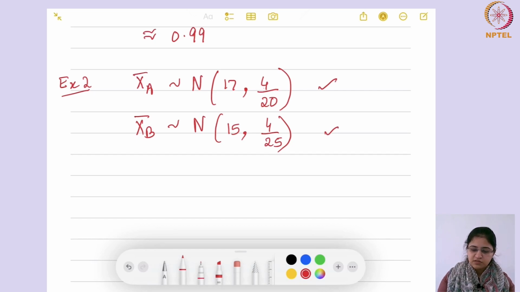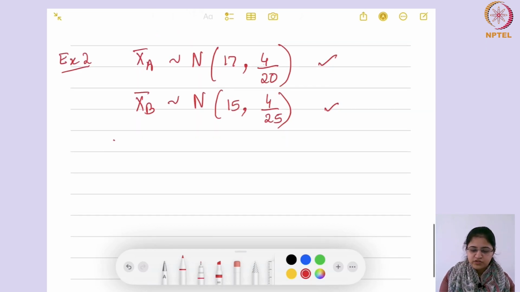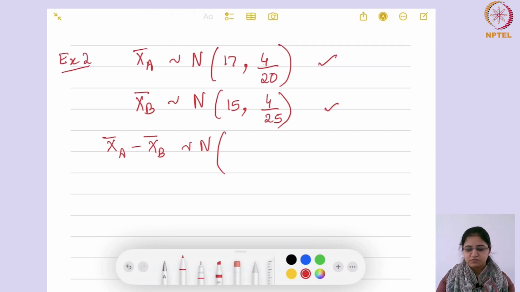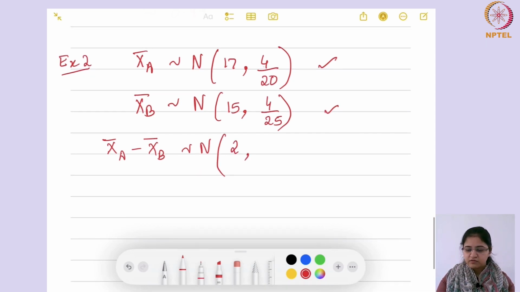Your interest is in the probability. First of all, we need to find the sampling distribution of the difference. This would again be normally distributed with mean mu1 minus mu2, that would be 2, and the variance would be sigma 1 square by n1 plus sigma 2 square by n2, that is 4 by 20 plus 4 by 25. So this comes out as 0.36.